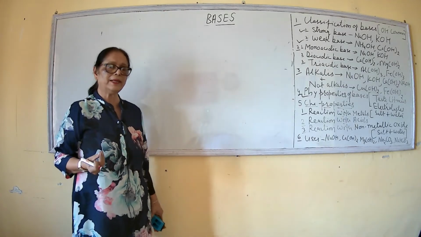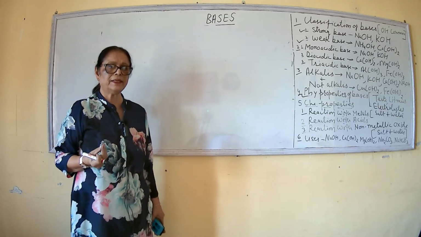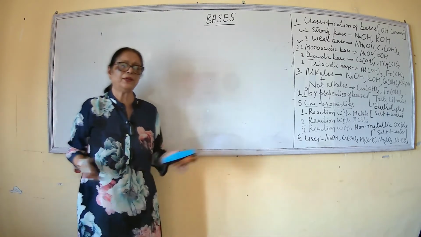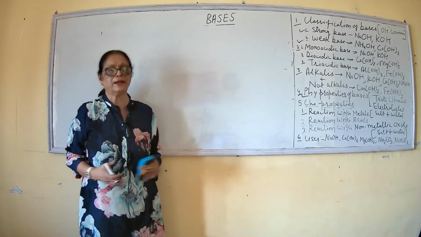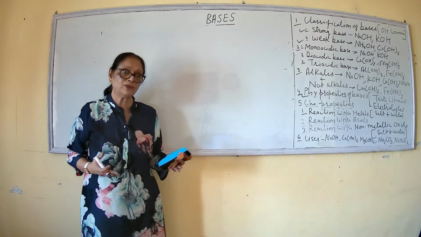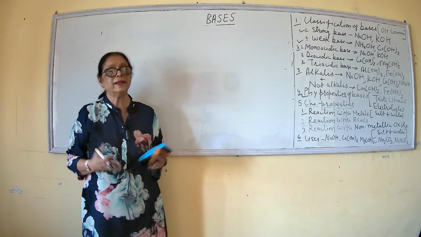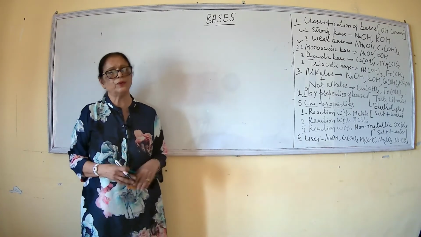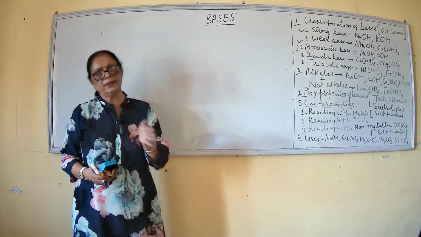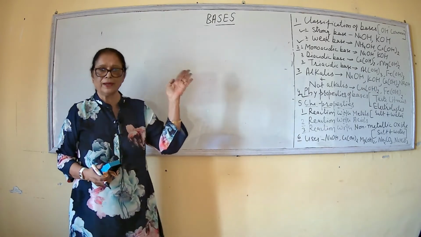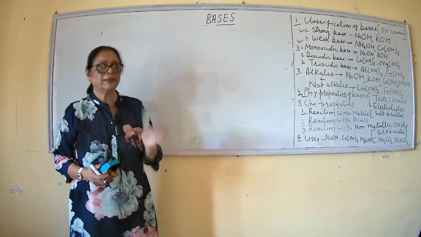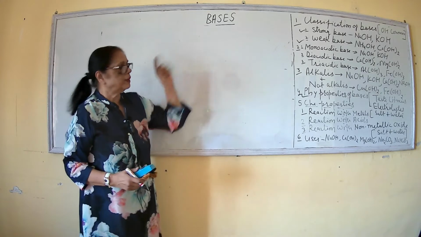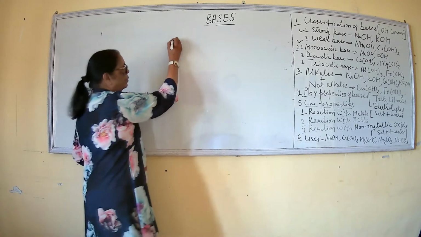Now what are electrolytes? Those substances which, when you pass electric current, get decomposed into their ions. Compounds, when they conduct electricity, are known as electrolytes. Metals, when they conduct electricity, are known as good conductors. So bases are also good conductors, but when electricity passes through compounds like bases, we call them electrolytes. So they are good electrolytes.